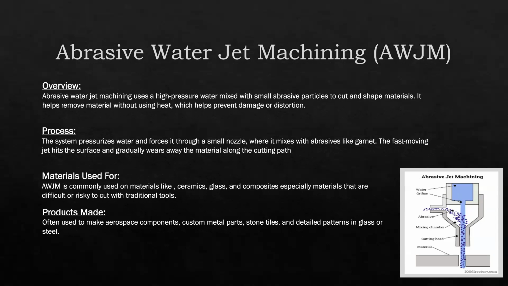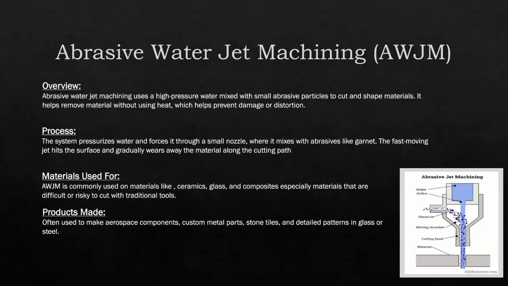And the way it works is pretty simple in concept. The system builds up water pressure using a pump and it forces it through a small nozzle. Just before the jet exits, a controlled amount of abrasive, which is typically garnet or aluminum oxide, is added to the stream. The result is a very focused, high energy jet that erodes the surface of the material and it follows a program cutting path.